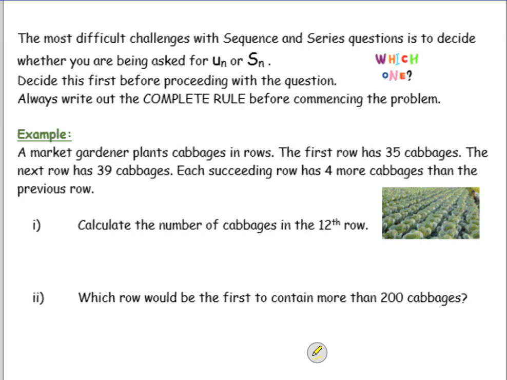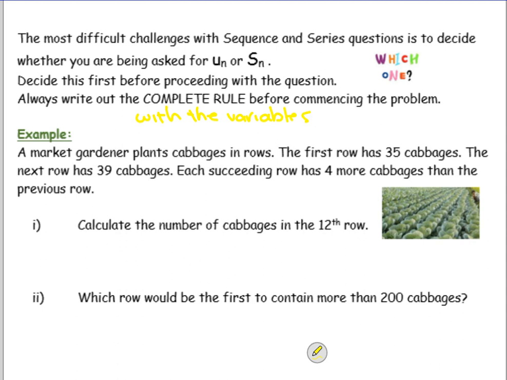As we said, the most difficult challenge with sequences and series, this topic, is to decide whether they're asking for the U of n or the sum. Decide this first before proceeding with the question. Always write out the complete rule before commencing the problem. To be honest, you don't need to, but the complete rule with the variables substituted in there, you do need to show.